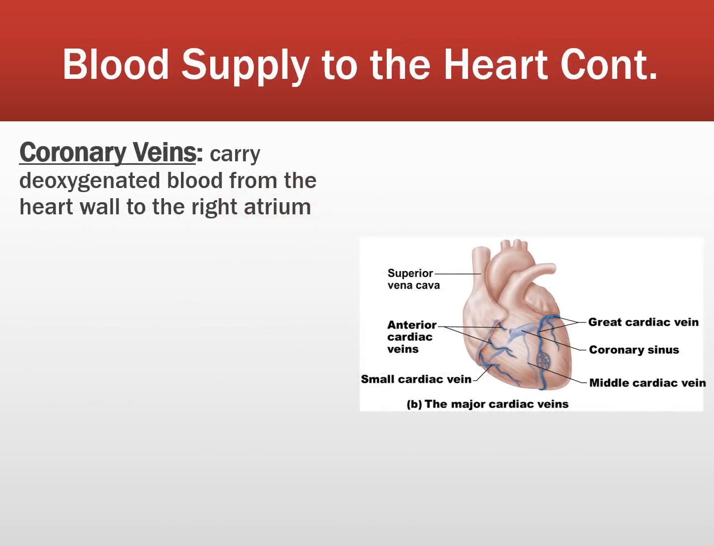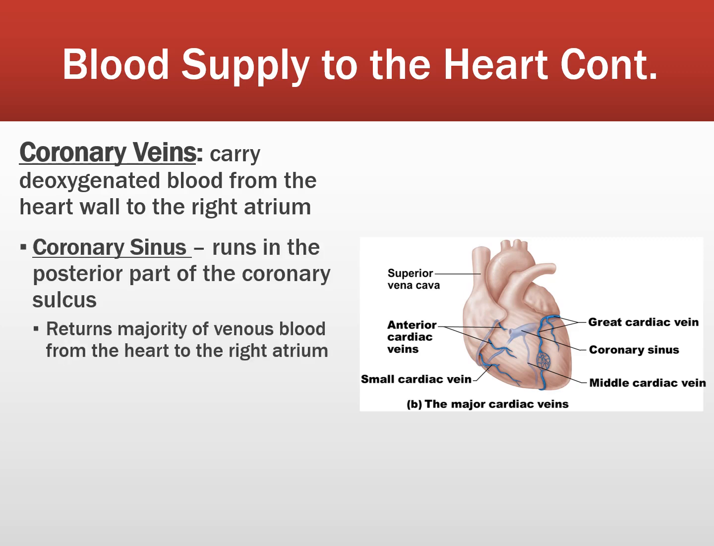So now we have to get that used up deoxygenated blood back from the heart muscle to the right atrium. So the coronary veins are going to carry that deoxygenated blood. So the last exit is the coronary sinus. So the coronary sinus is what's going to dump straight into that right atrium. But we have to drain into that coronary sinus.